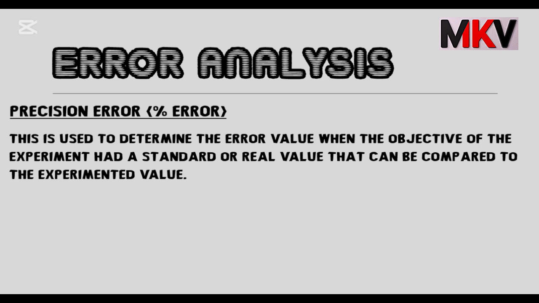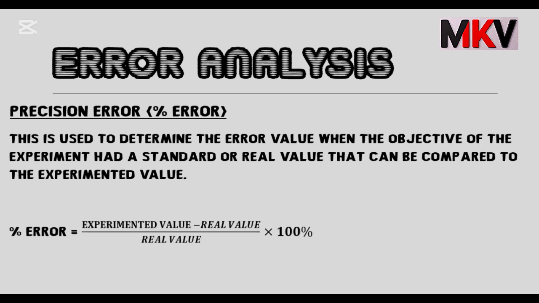And this equation is given as: experimental value minus real value, all over real value, times 100%, meaning this error is always calculated in percentage. So after subtracting the real value from the experimental value and dividing by the real value, you multiply by 100 to get your percentage error.